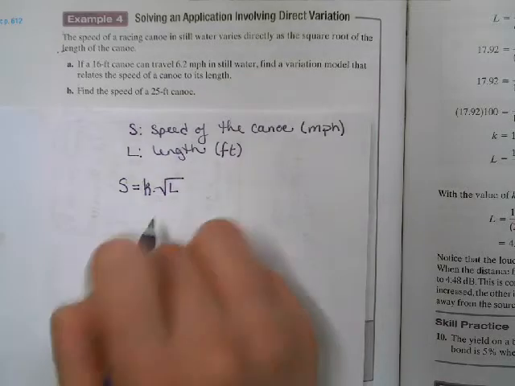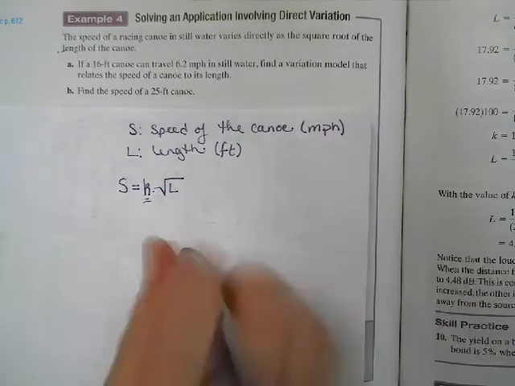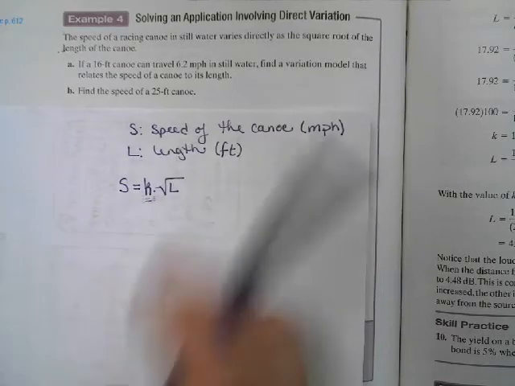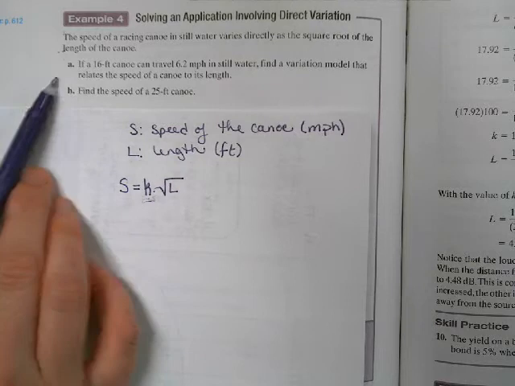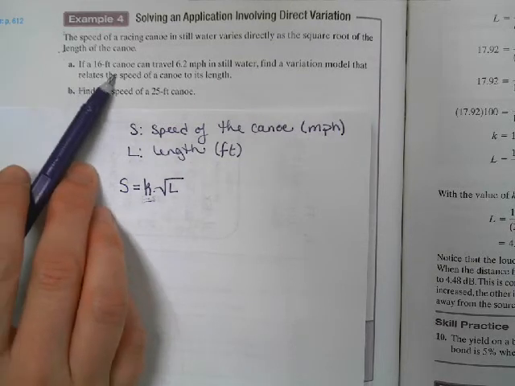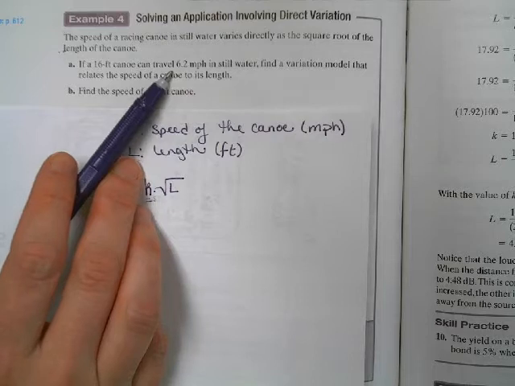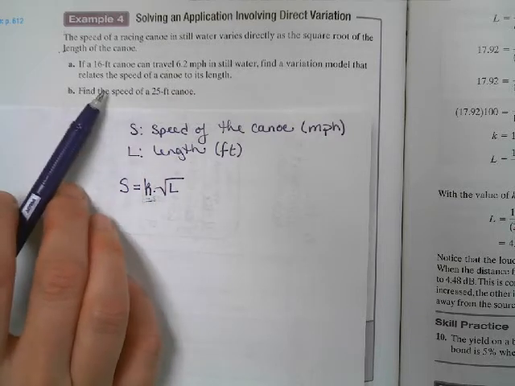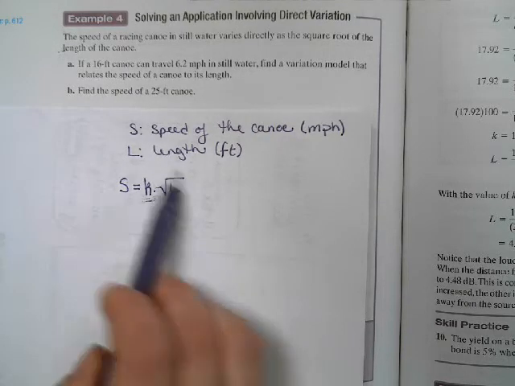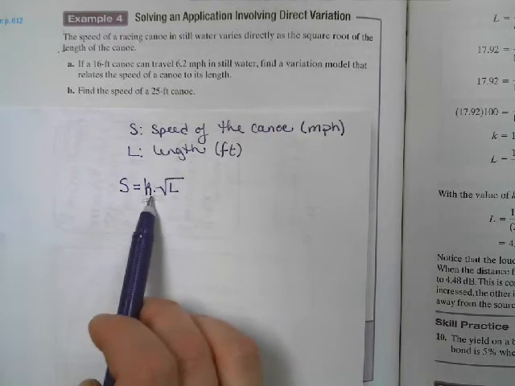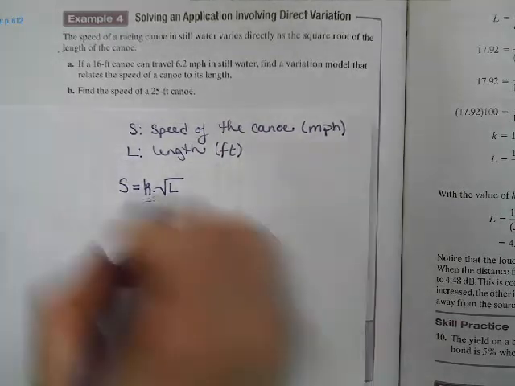So this is our model, but k should have a number here. Right? So we need to find out what k is. So let's go to part A. Part A says, if a 16-foot canoe can travel 6.2 miles per hour in still water, find the variation model that relates the speed of a canoe to its length. So really, it's giving us the information we need to find this equation, but replace k with the constant it actually is.